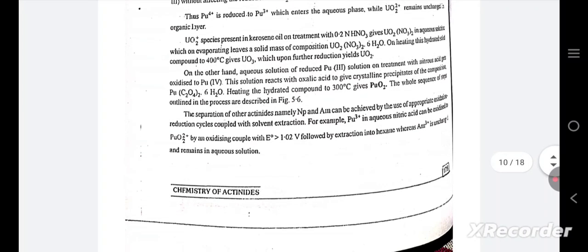It is also important to note that 7 M HNO3 cannot oxidize Pu to higher oxidation states. Uranium species present in kerosene on treatment with 0.2 M HNO3 give UO2(NO3)2 in aqueous solution, which on evaporating leaves a solid mass of hydrated composition. On heating this hydrated solid compound to 400 Celsius gives UO3, which upon further reduction yields UO2.